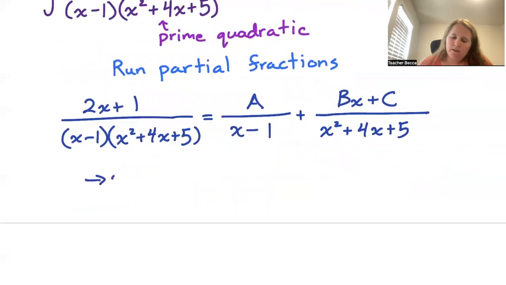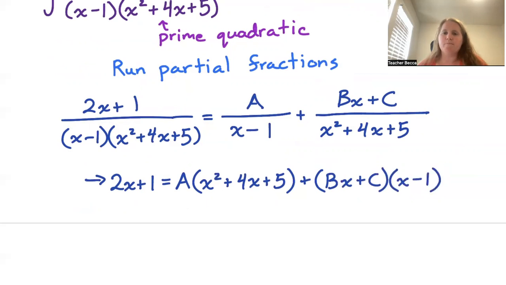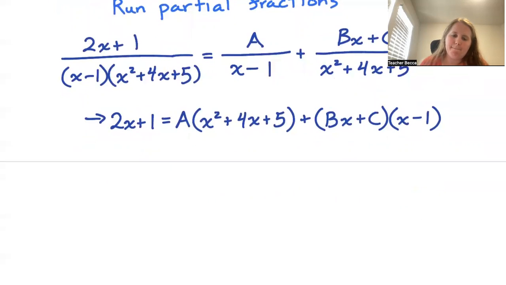Clearing the denominators, we get that 2x plus 1 must be equal to A times x squared plus 4x plus 5 plus Bx plus C times x minus 1. From here, I like to always solve for my A out front if possible. So we can make that x minus 1 go to 0.